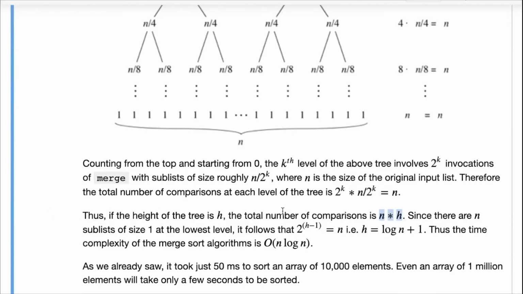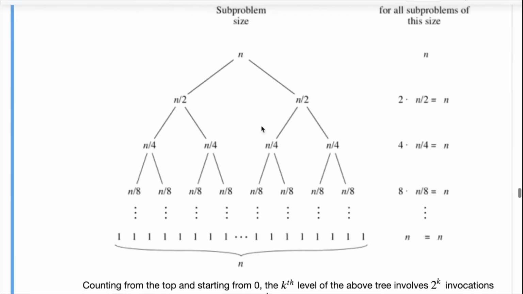Now, how do we get the height of the tree? You can see here that as we go down, this is level 0 and it has 1 element. This is level 1 and it has 2 elements. This is level 2 and it has 4 subproblems, and this is level 3 and it has 8 subproblems. So level k has 2 to the power k subproblems. If you keep going down, this is level h minus 1. So level h minus 1 should have 2 to the h minus 1 subproblems.